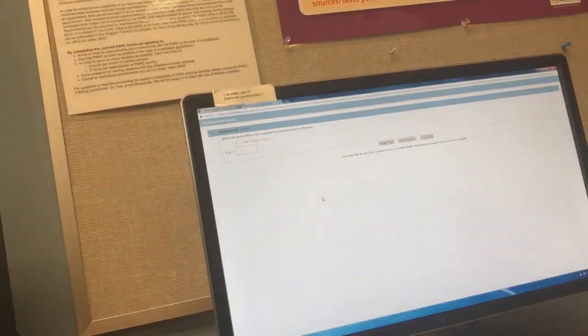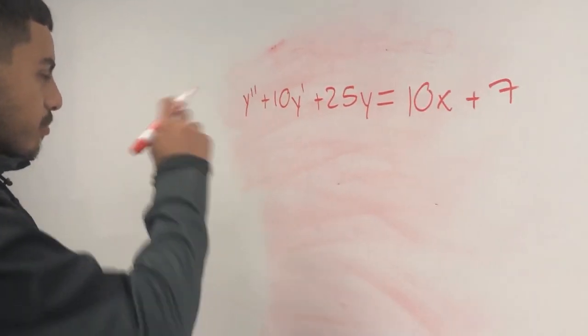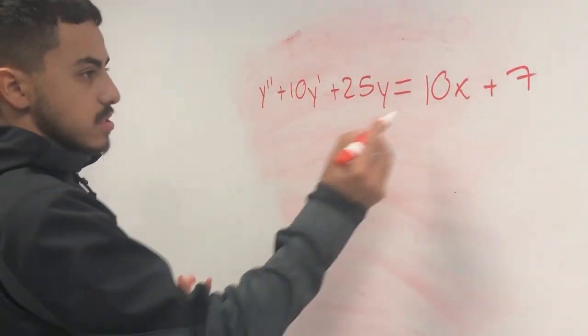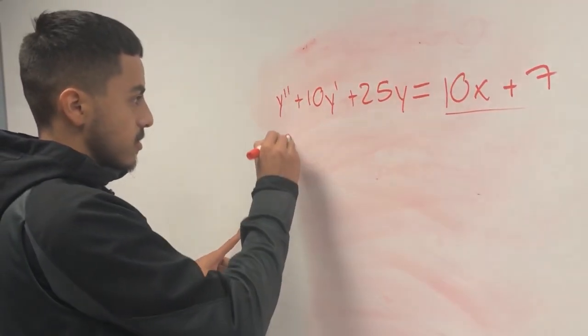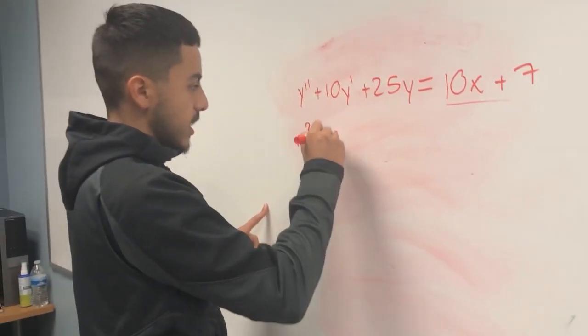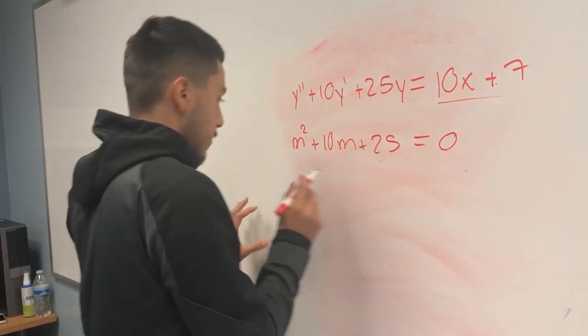So let's get that one on the board and let's try that one. Okay. So just like the previous one, the first step we have to do is act like this is equal to 0 for just a moment. So we can use the auxiliary equation m squared plus 10m plus 25 equals 0. We'll get back to that.